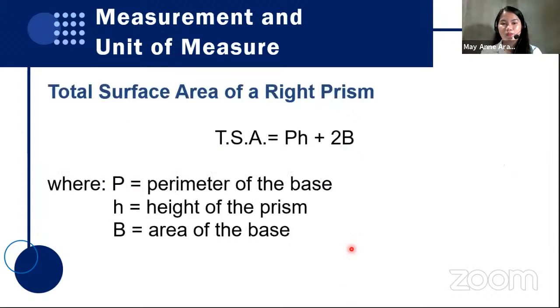And next, we have the total surface area of a right prism. So if the prism is right, you have the perimeter of the base times the height of the prism plus the area of the 2 bases. I-add nyo lang. Get the perimeter of the base multiplied by the height of the prism, and then add the result to the product of the area of the bases and 2.